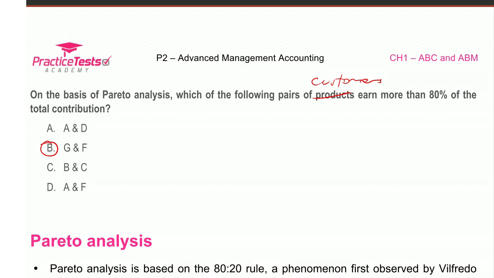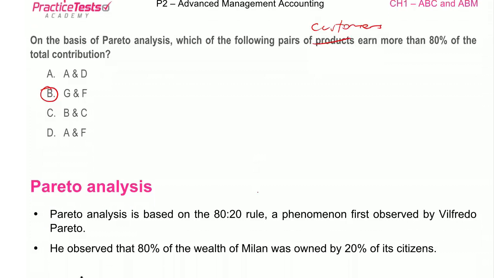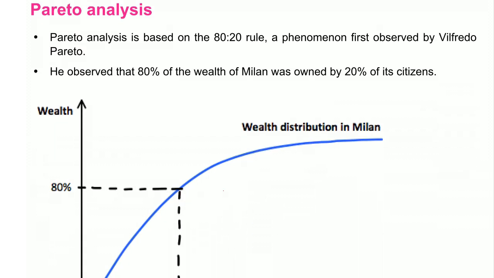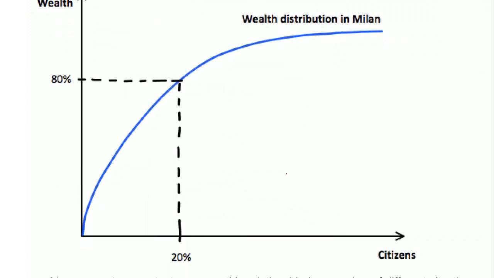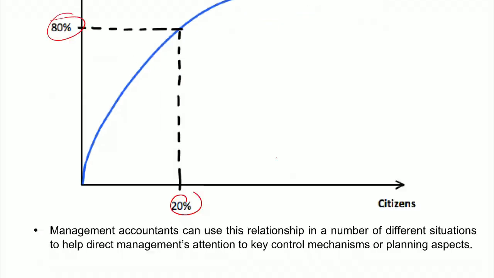This 80-20 rule was a concept that was first noticed by a chap called Vilfredo Pareto a long time ago in Italy, and he observed that 80% of the wealth in Milan was owned by 20% of its citizens. In other words, you get concentrations of wealth, and he was one of the first people to note this idea of concentrations. So he's just saying that 20% of the citizens had 80% of the wealth. And with this idea of 80-20, don't feel that it's going to be exactly 80% and 20% all the time. We're just saying we get concentrations in a population.